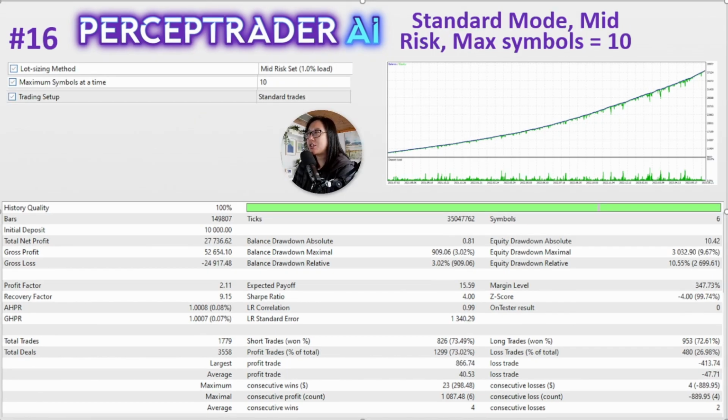One more test I wanted to share with you, based on all the lessons that I've learned today. So I put this one on standard mode, mid-risk, with a maximum symbols of 10. And you can see here from the chart, the total net profit was $27,736. And the drawdown, unfortunately, was quite high at $3,000.